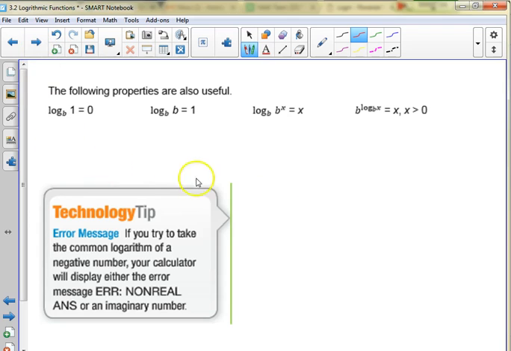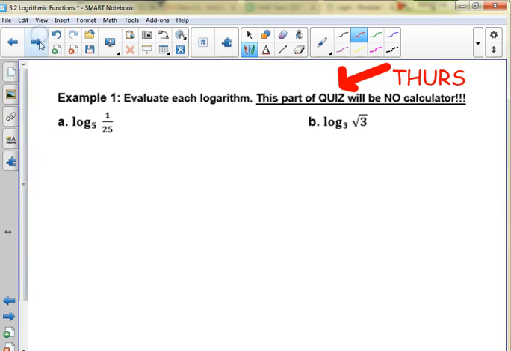All right. So let's practice these. Oh, these are the ones you do have, yes? Okay, those are your properties. If you take the log of a negative number on your calculator, you will get non-real answer, because they can be done with imaginaries. That's a whole other world.